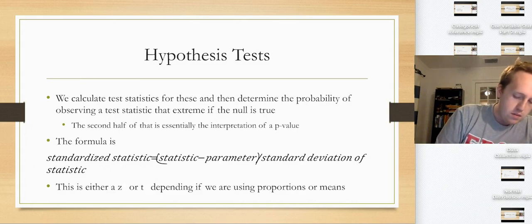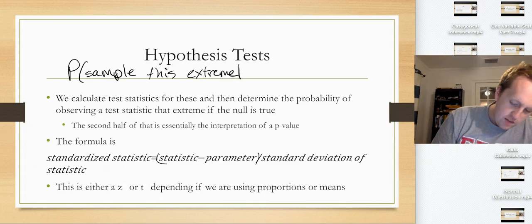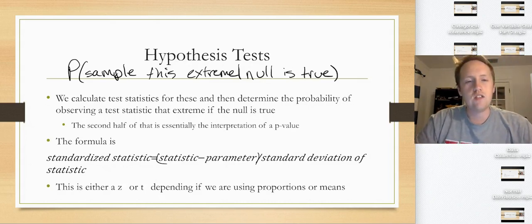The p-value is the probability that we observe a sample this extreme given that the null is true. That's basically what the p-value is. So you convert that into words, slap some context in it, you've interpreted the p-value.